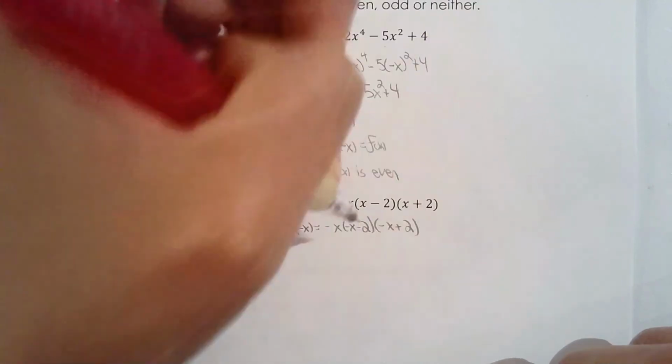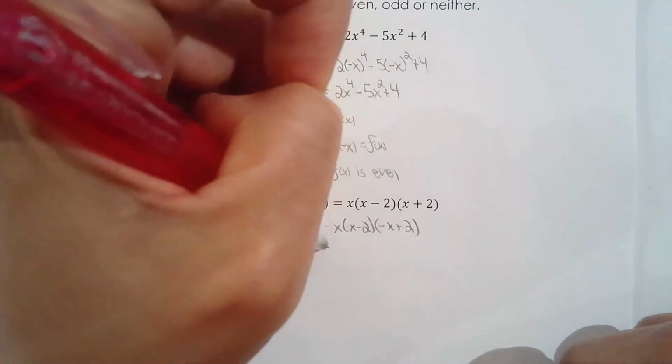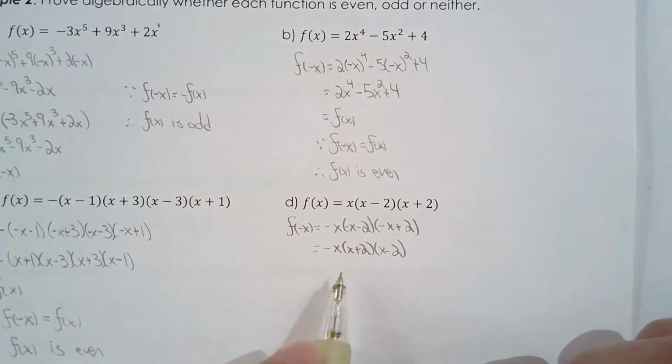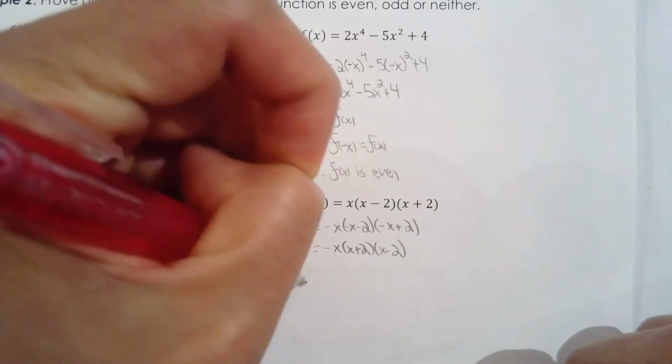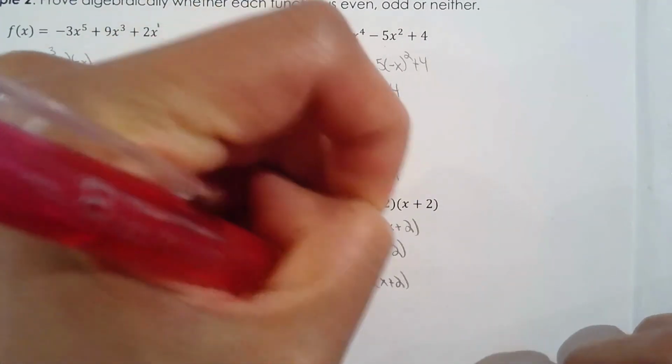So unfortunately, I didn't have any examples where the function is neither even nor odd. But in the homework, there are a few examples where it's neither. Okay, so it's not even. And now I check whether it's odd. And it is. So since f of negative x equals negative f of x, therefore f of x is odd.